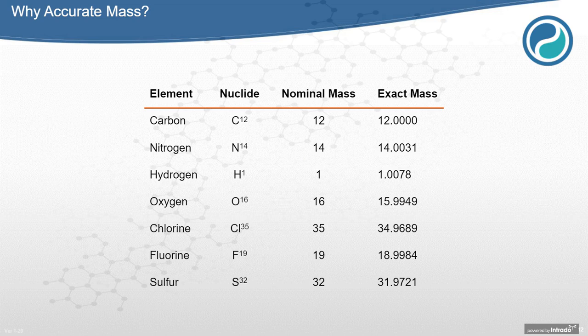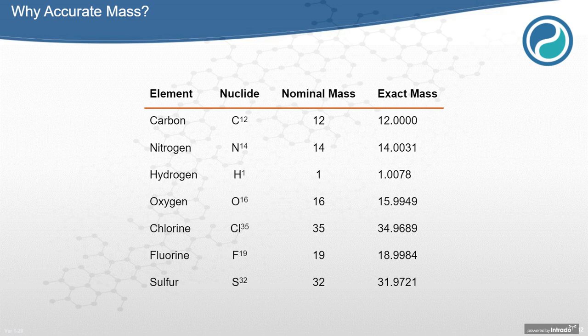So let's look at some basic physical chemistry here. If you look at the nominal mass, that's the third column here, this is the mass you effectively can measure using a triple quadrupole or an ion trap. The column on the far right is the exact mass.